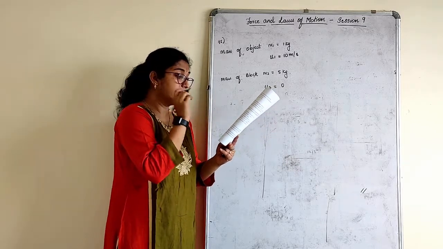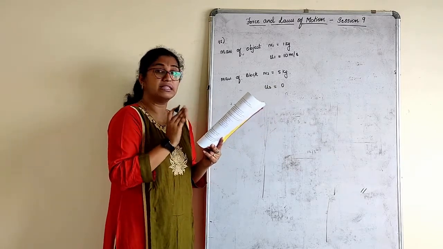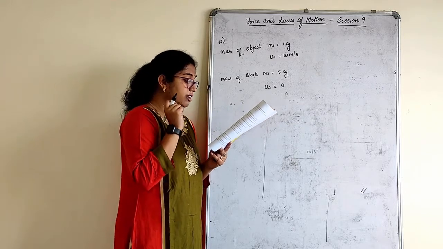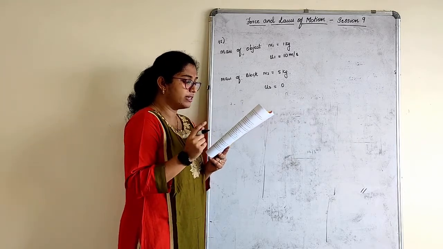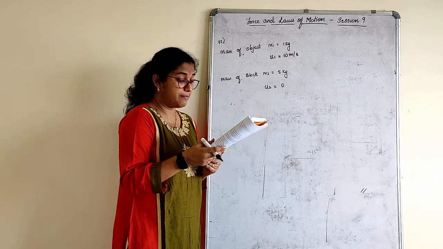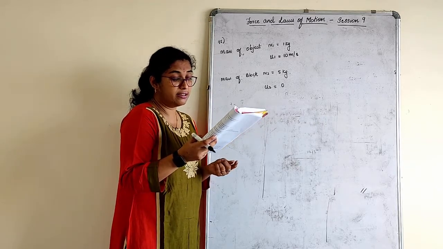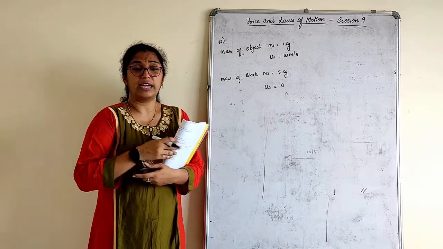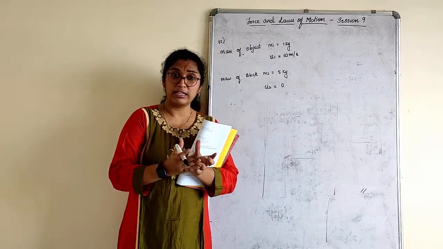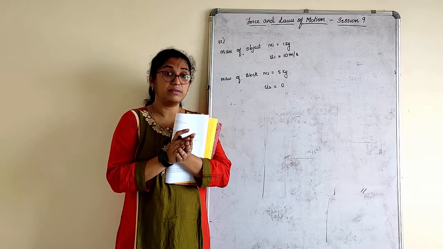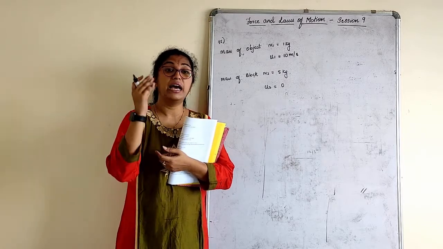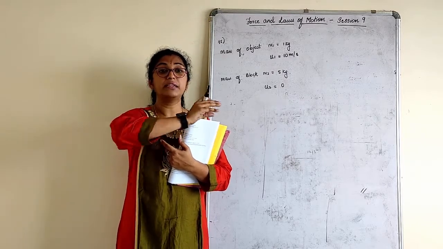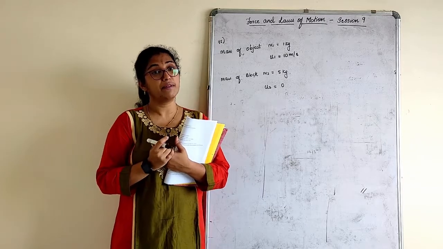So it sticks to a stationary wooden block of mass 5 kg, and they both move off together in the same straight line. Calculate the total momentum just before the impact and just after the impact. Also calculate the combined velocity of the object. Now we all know that whenever an object strikes another object, their mass gets added up and they travel with the same velocity.